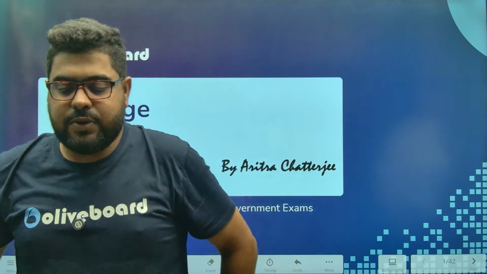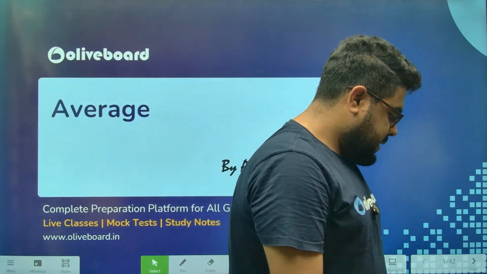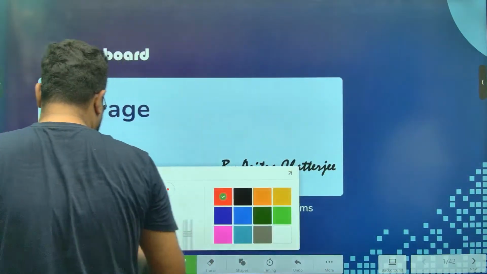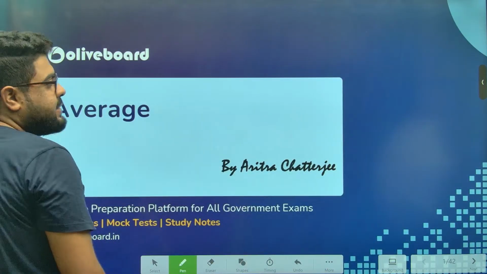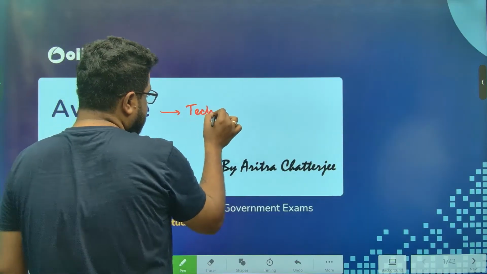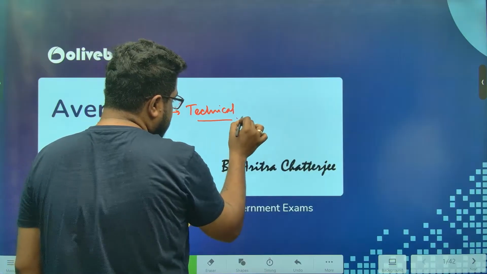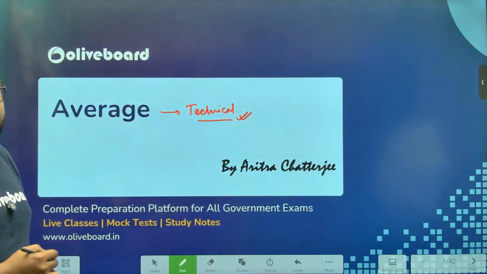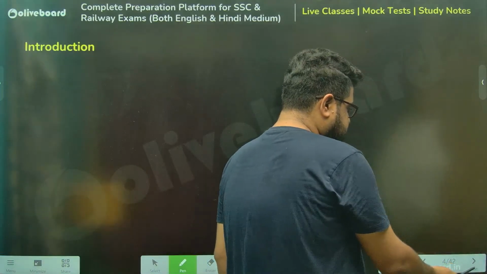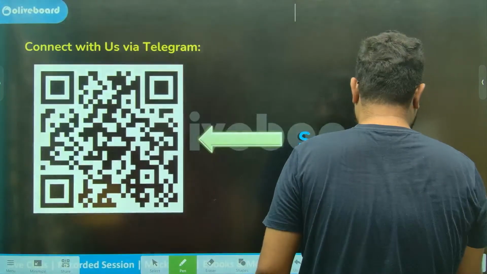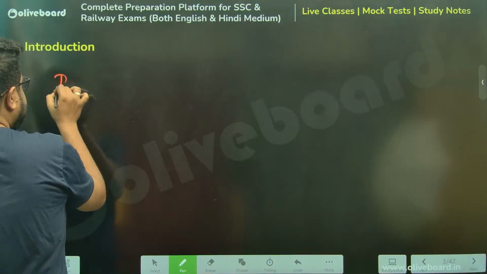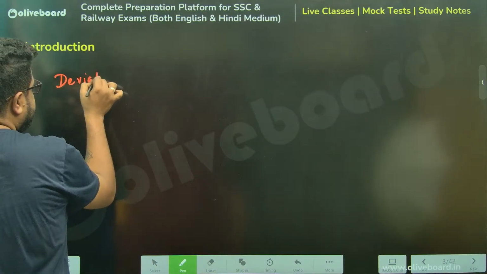Chalo, sir. So today we will start with averages. Very interesting chapter. Before I go into questions, this is a little technical chapter, because we will try to solve questions using the concept of deviation. Let me give you a little bit of concept of deviation. Always remember, deviation is what?